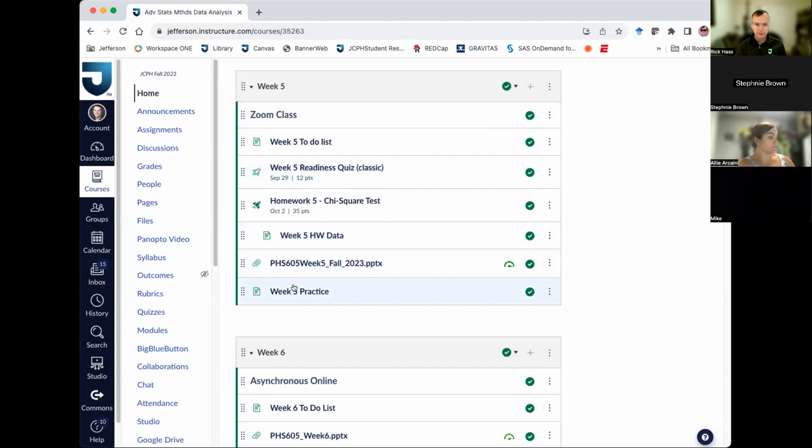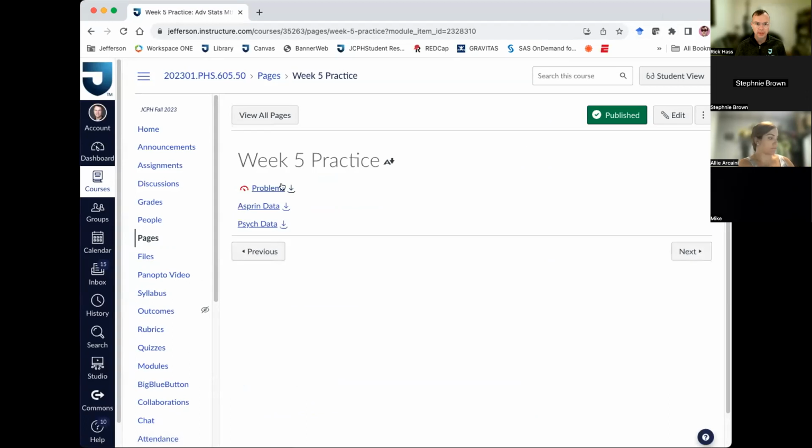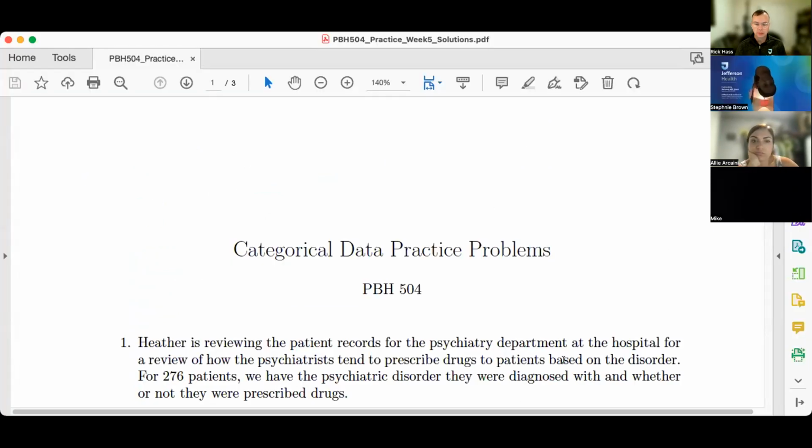So on Canvas, I added this today, week 5 practice. So we've got practice problems and then 2 data sets. We're going to start with the psych data set, and then we'll use the aspirin data. So let me share my version of the data.